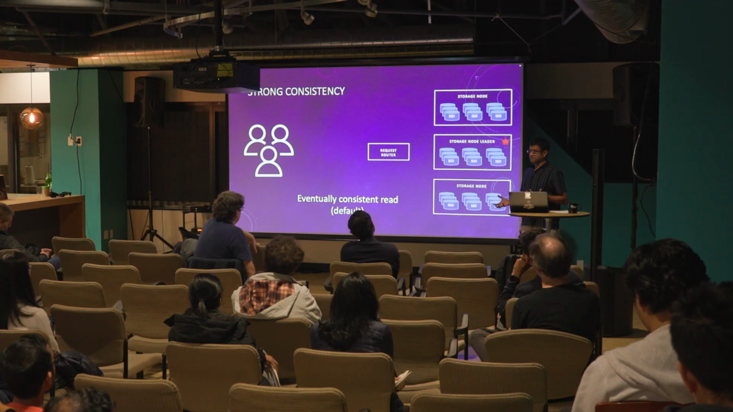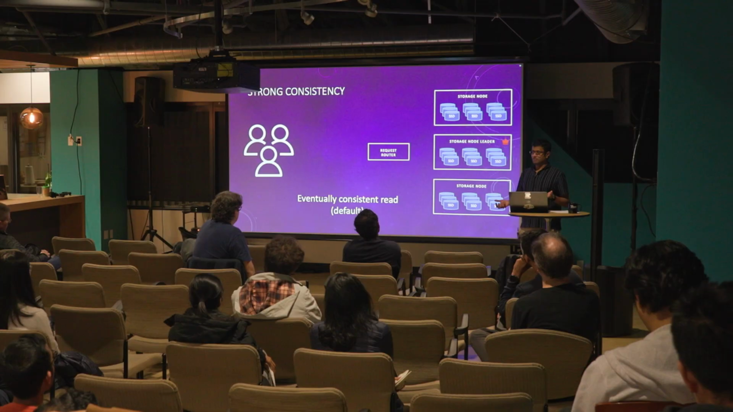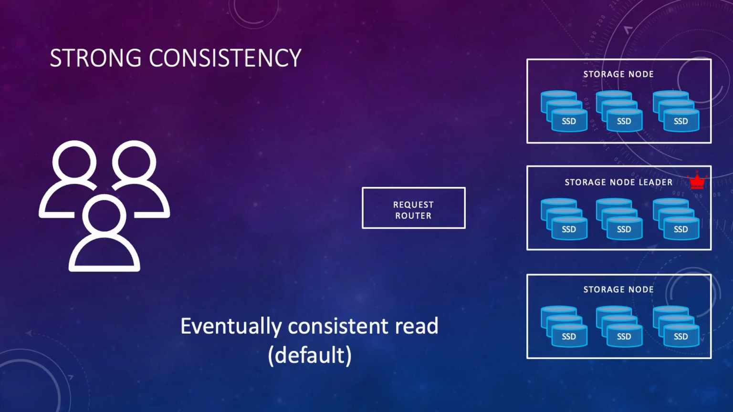The other mode Dynamo supports is strongly consistent reads. Strongly consistent reads are for applications which really need the latest version of the item to make any progress. For example, control planes.